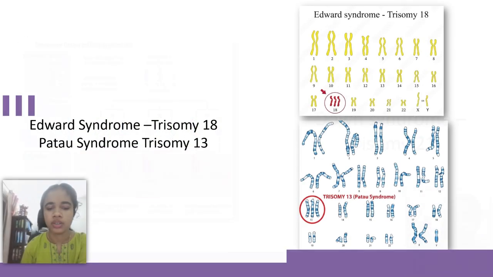Moving on, we have the other trisomies, trisomy 18 and 13, that is Edward syndrome and Patau syndrome. Edward syndrome is when a baby has three copies of chromosome 18 instead of two. Chromosome 18 carries genes that are important for early growth. So the extra information can make development more challenging right from the start.